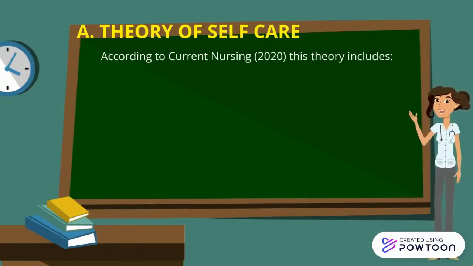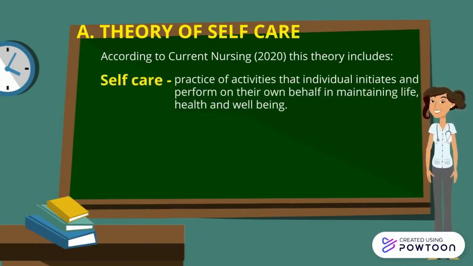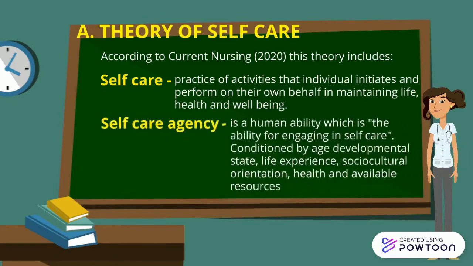According to Current Nursing 2020, this theory includes self-care. This is the practice of activities that individuals initiate and perform on their own behalf in maintaining life, health, and well-being. Self-care agency is a human ability, the ability for engaging in self-care, conditioned by age, developmental state, life experience, sociocultural orientation, health, and available resources.